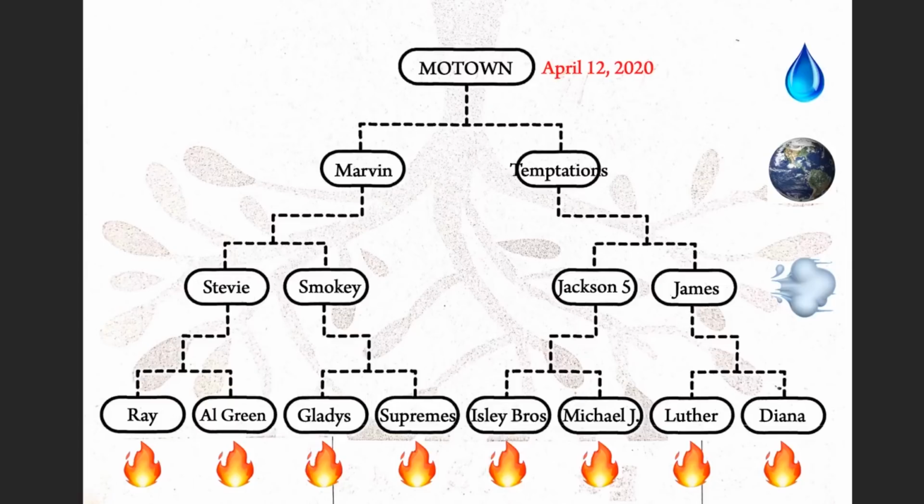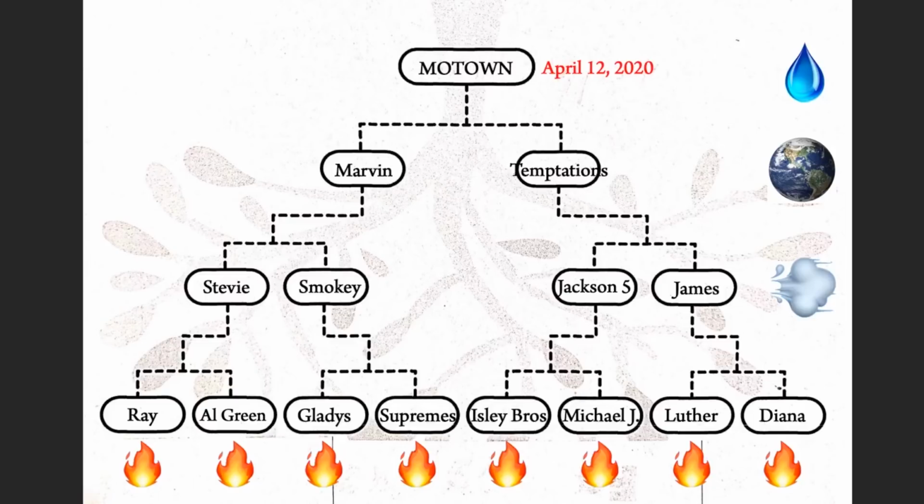Okay, so I'm going to show you what the split looks like, but we're going to look at it from the Marvin and Temptations perspective. Marvin and Temptations, they're both in the earth position, and the flower needs to split so that Marvin can be in the water position and the Temptations can be in the water position.